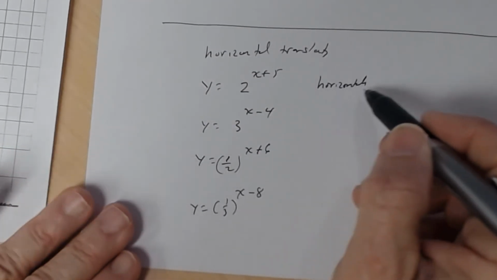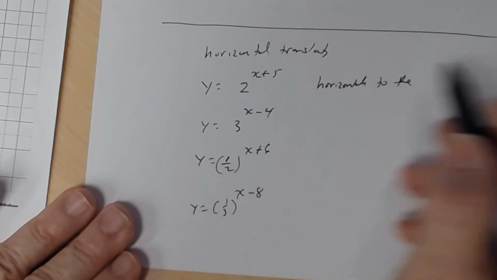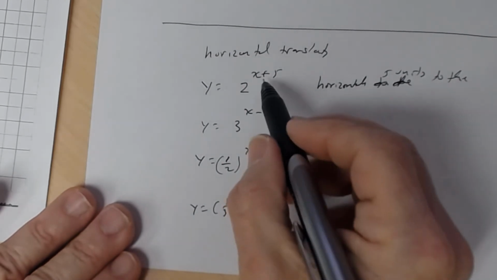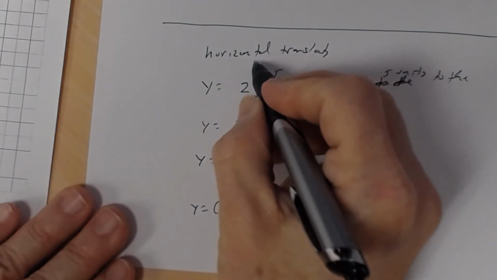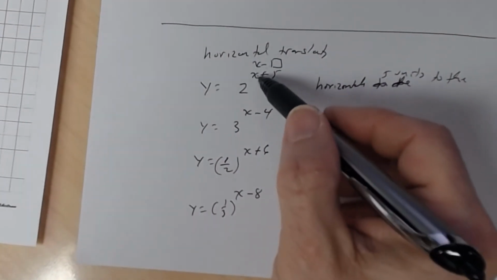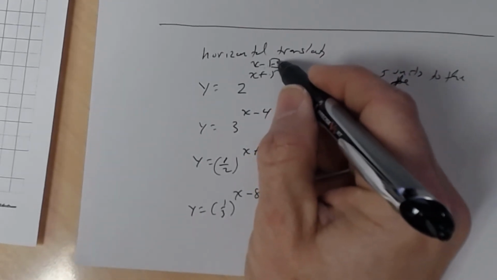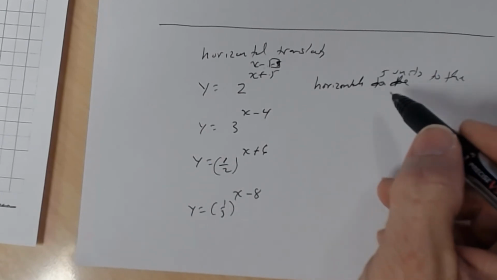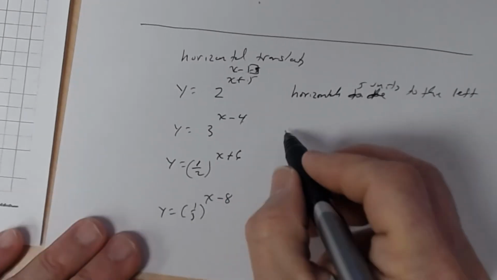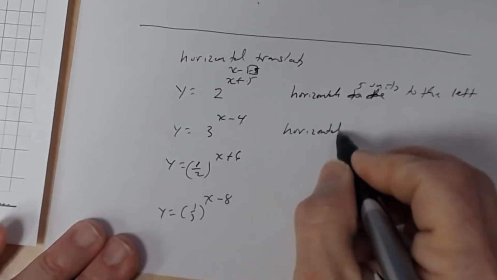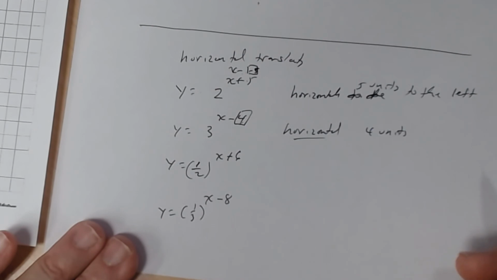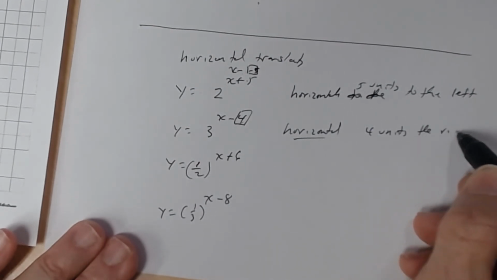You're going to take the parent function and shift it horizontally 5 units to the, all right, so remember the exponent must always be in the form x minus a number. So x plus 5 means x minus a negative 5. The number in the box is negative 5, so think to the left, 5 units to the left. This will be 4 units horizontally. Well, this is already x minus, so this box is a positive 4. 4 units to the right.